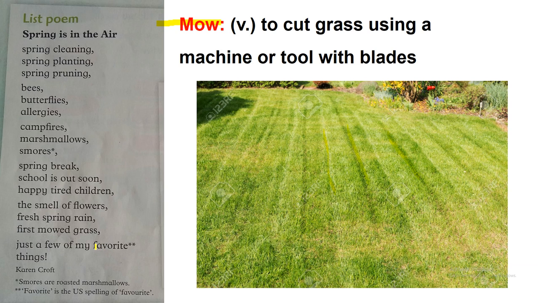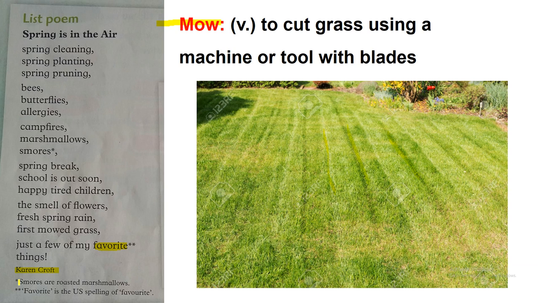Look at the word favorite here. We miss a letter, which is letter U. Why? Favorite with letter U, this is the British spelling, but favorite without U, this is the American or the US spelling. US refers to American. Just a few of my favorite things. Who wrote this poem? Karen Croft. This is the poet, the person who wrote this poem.